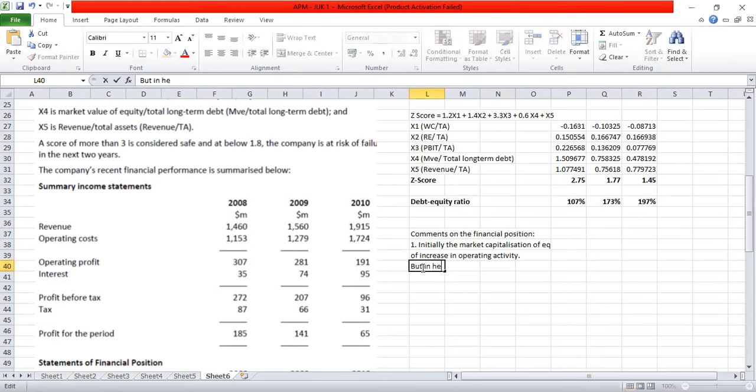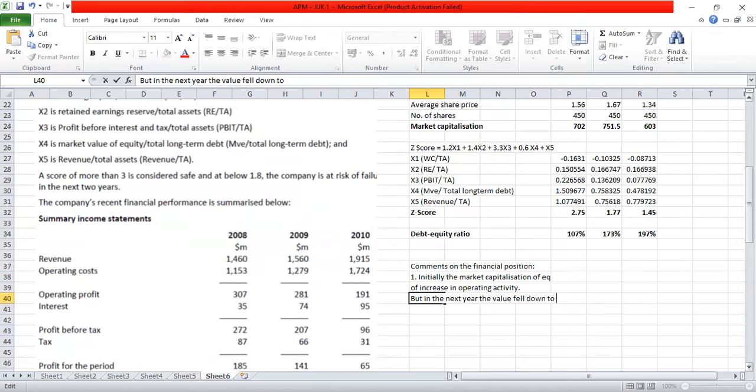But in the next year, the value fell down to 603. Why did this happen? This can be attributed to the profits not increasing in proportion to the increase in sales. So that's what we can comment upon on what actually happened. Okay, that's one point.